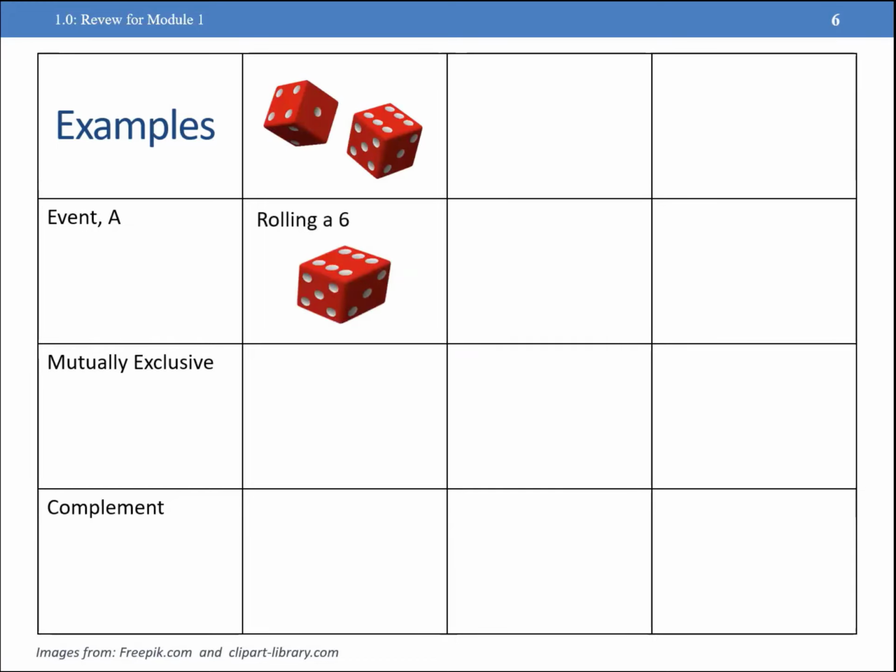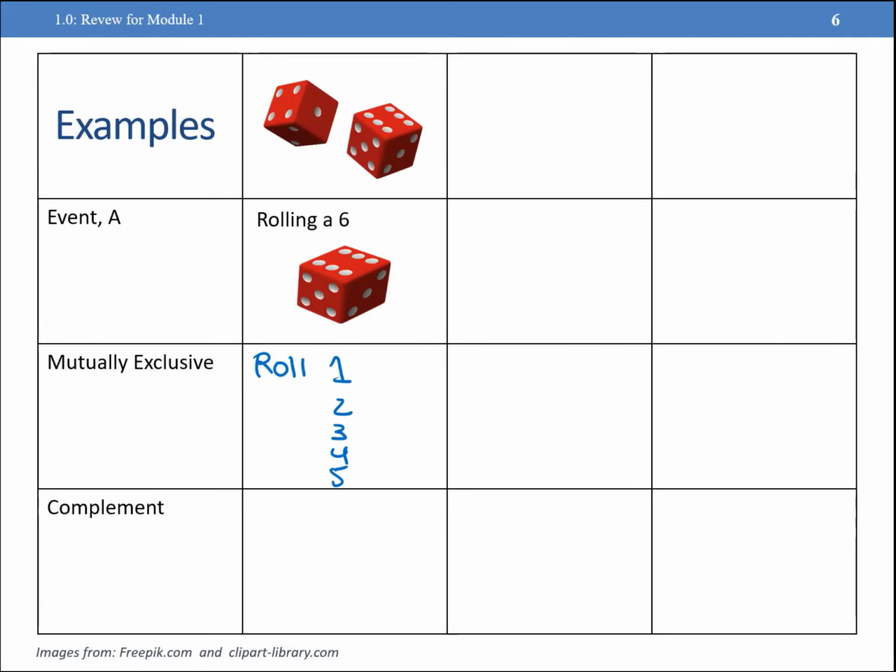Okay, so now let's use that in a few simple examples. Let's talk about some dice. Let's say that you roll a 6. What is a mutually exclusive event to rolling a 6? What other events could there be? You could roll a 1, you could roll a 2, a 3, a 4, or a 5. Rolling any one of those would be mutually exclusive. You can't do them at the same time as rolling a 6.